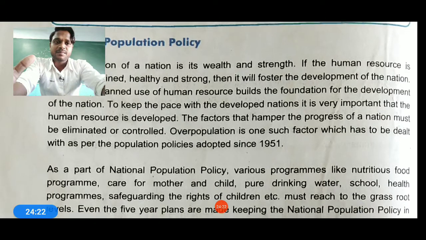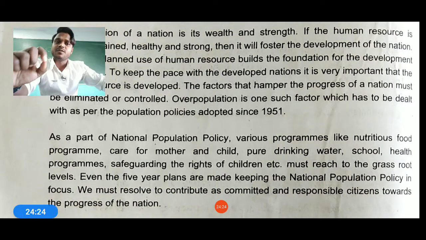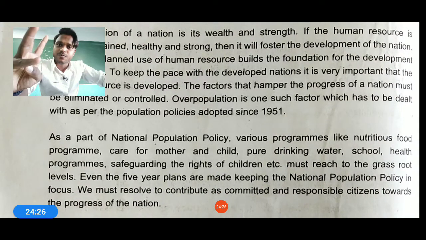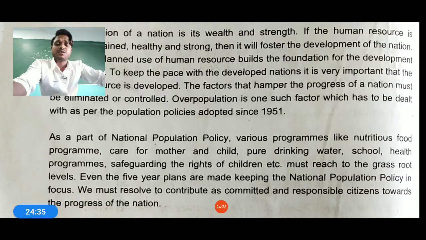As a part of the national population policy, various programs are also being launched. A nutrition food program is launched, care of the mother and the child when she is about to give birth or after the birth of her child, pure drinking water facilities in the schools, health programs, safeguarding of the rights of children etc. must be reached. Then the grassroots level must be checked here.